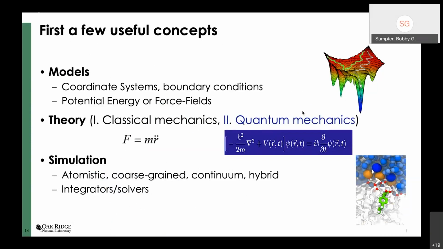Models are typically just a representation of the material or the process: coordinate system, boundary conditions, the potential energy, forces. The theory is either classical mechanics or quantum mechanics, typically in computational chemistry and material sciences. And simulation is solving equations that come about once you put them on the computer. So you have to have a model to start with, and then you generate the equations, and then the simulation is solutions to those equations that you got from the theory. And that's where the computational microscope and spectrometer comes into play, the simulation part.